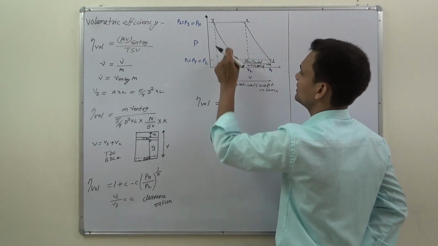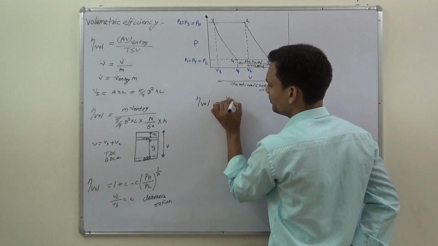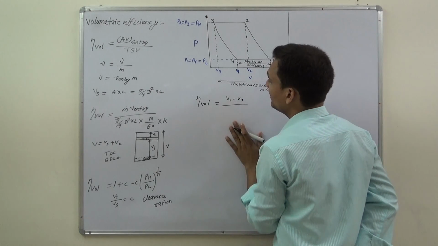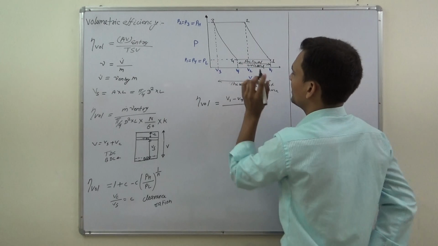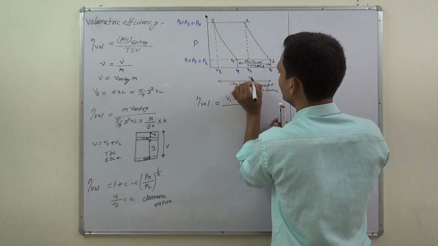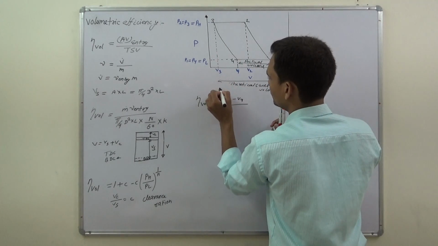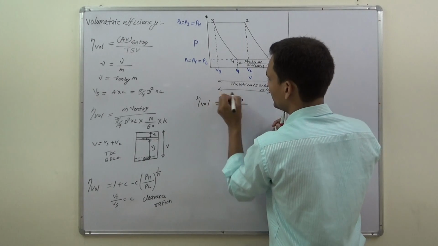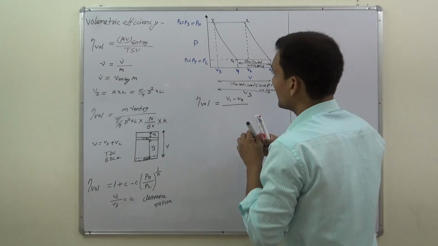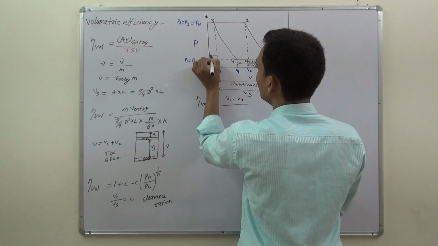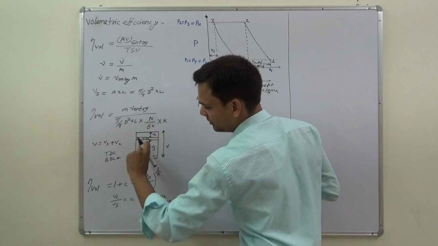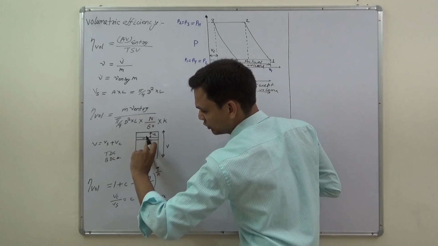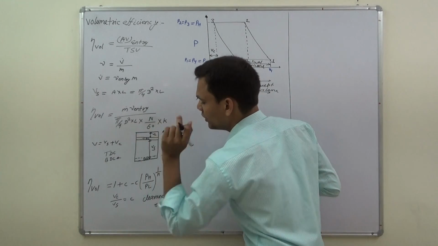This is V1, this is V4. This will be equal to V1 minus V4. And theoretical swept volume is equal to this amount of volume, and this will be equal to Vs. The remaining volume will be equal to Vc, or we can write clearance volume. This volume is equal to swept volume and this volume will be equal to clearance volume.